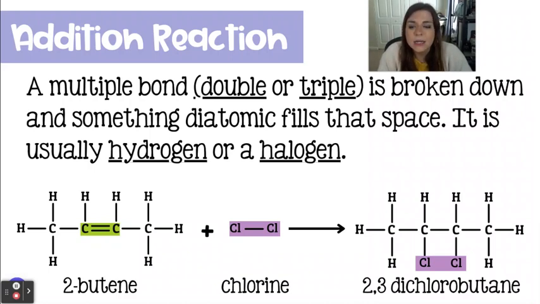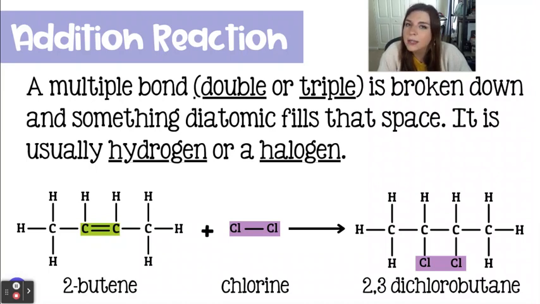And that butene, that double bond right there, is going to be broken down into a single bond between those carbons, and the chlorine is going to attach right where that double bond was, turning it into 2,3-dichlorobutane. This can happen to double bonds, and you can turn them into single bonds by attaching something new.